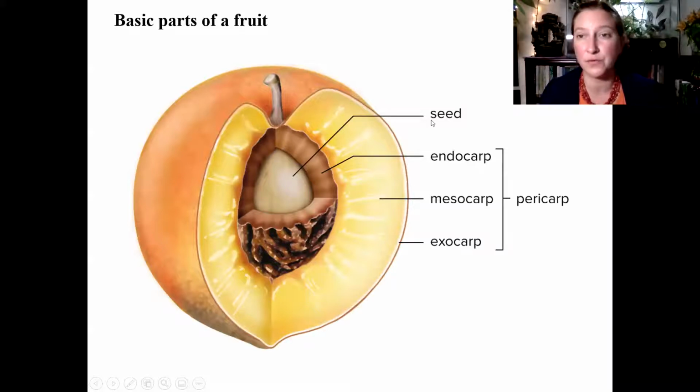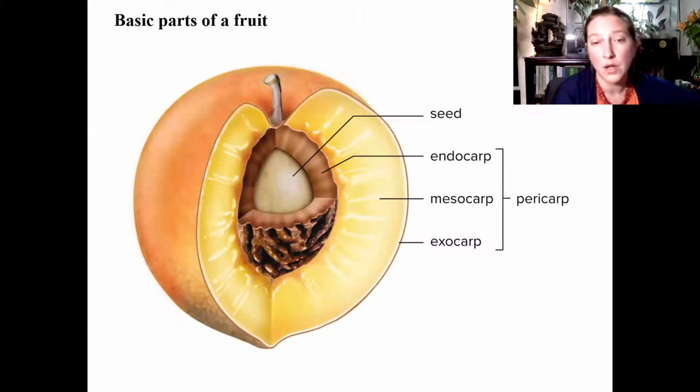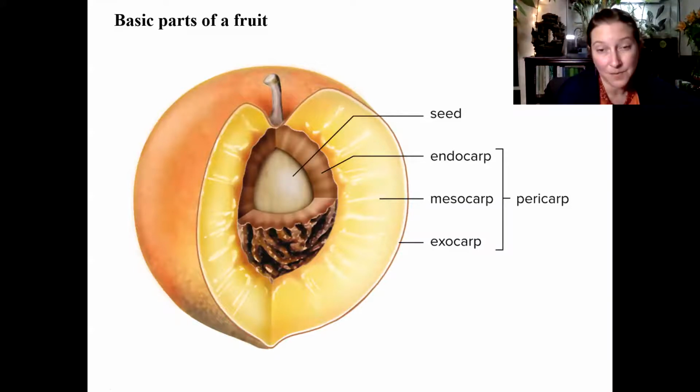This is basic parts of a fruit, right? So there's lots of different types of fruits. This is from your book. But just to show you, in this example, we're looking at a peach. The seed is on the very inside of the peach. A peach only has one seed. The seed is surrounded by something called the endocarp. And then the mesocarp is the part that we eat, the fleshy part. And then the exocarp is the fancy word for the skin of a peach.